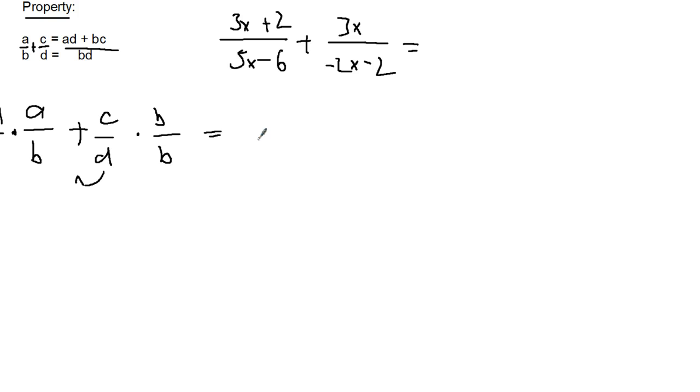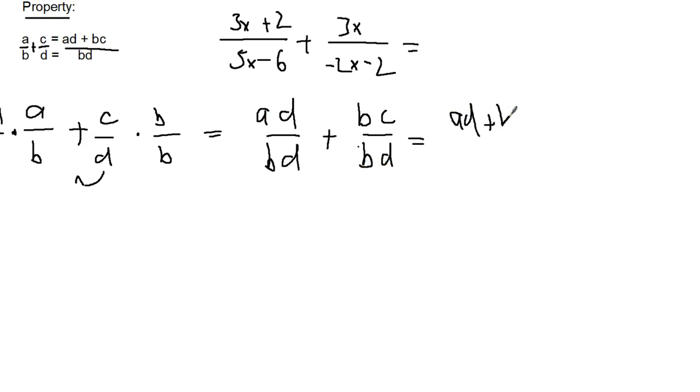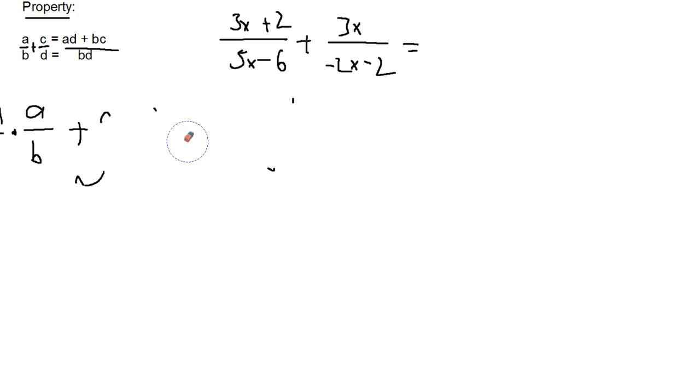Okay, so now we have ad over bd plus bc over bd. And then you combine them together because they have the same denominator: ad plus bc over bd. So a over b plus c over d is equal to ad plus bc over bd. So we can use this property for every single problem with only 2 fractions in it.